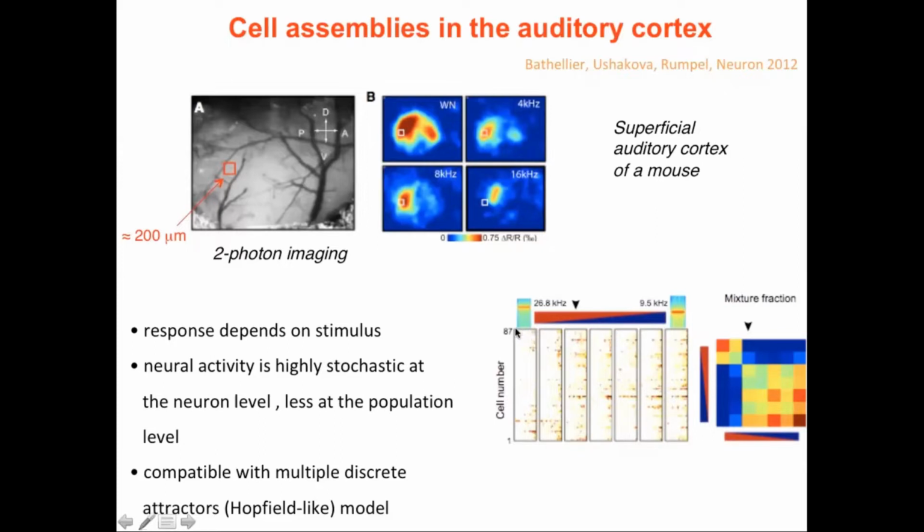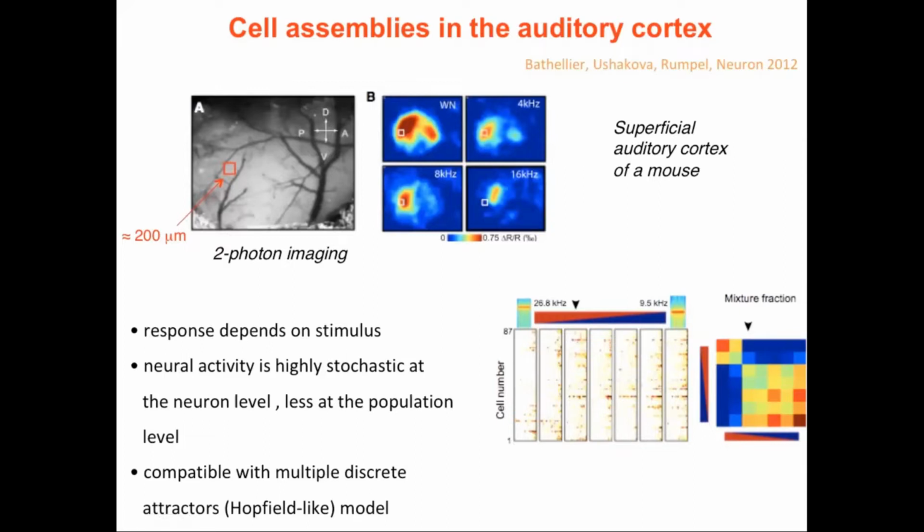Here you see, for a given frequency of 26.8 kilohertz, that 87 neurons were identified by the people doing the experiments, and each column corresponds to a different repetition of the same experiment. So the response is noisy, but you can define an average response, which is specific to this particular frequency. And if you do exactly the same experiment and look at the rightmost panel here, at a different frequency, 9.5 kilohertz, you see a different response. They are clearly different. So this is specific to the sound which is presented.